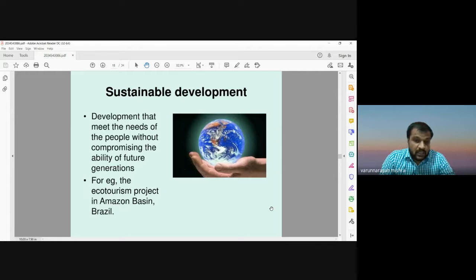And all the environmental management practices, all the natural resource management practices, are basically a kind of sustainable development. Environmental degradation can be reduced, and natural resources can be preserved and sustained with the help of sustainable development practices. So sustainable development is an important term when we talk about environmental management or natural resource management.